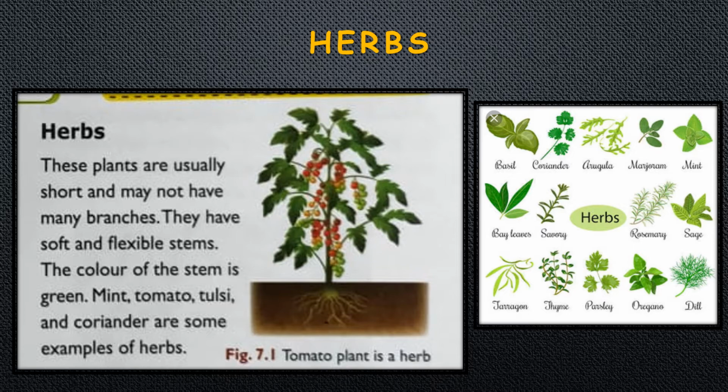For example, mint, tulsi, coriander. Herbs have a variety of uses, including culinary, that is to provide flavor. Whenever we eat something, we want flavor in that. In some cases they are used as medicinals, and in some cases for spiritual purposes, for example tulsi, you know about it. So herbs are very useful, and they are short in size.